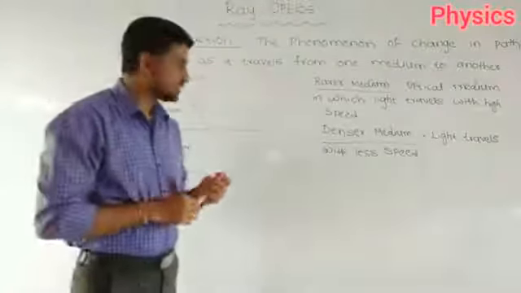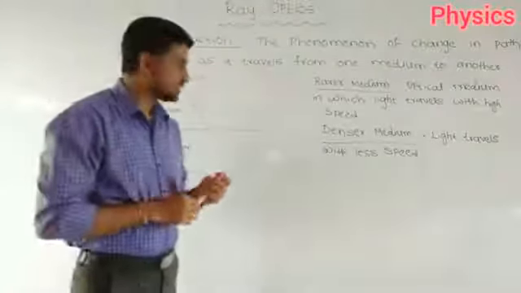This is the angle between normal and incident ray, called the angle of incidence. After entering the denser medium, it bends nearer to the normal. This ray is called the refracted ray, and it bends very near to the normal, and the angle between the normal and refracted ray is called the angle of refraction. This is the first condition. This one we will observe when the light is incident from a rarer medium to a denser medium.